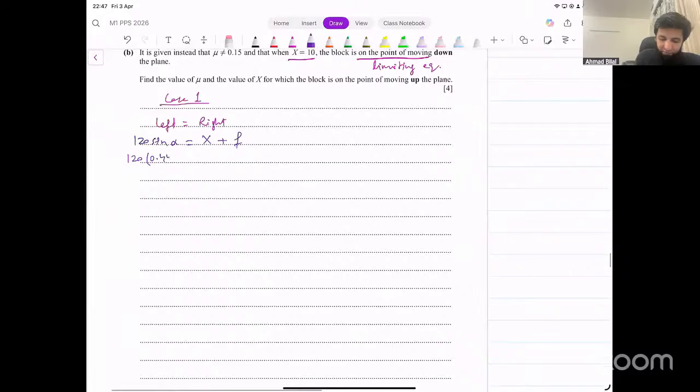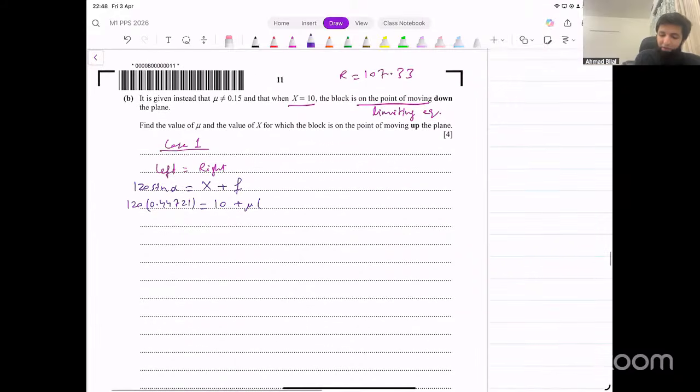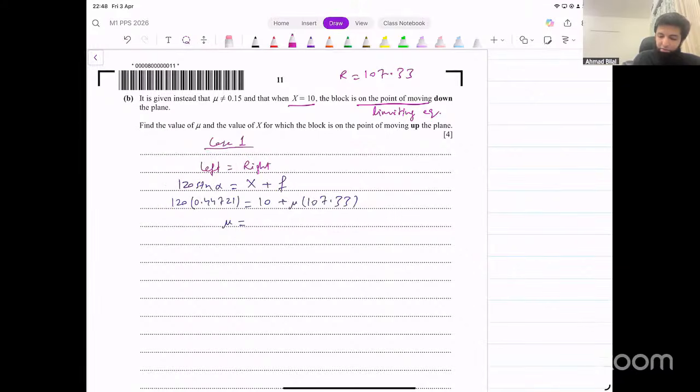0.44721. X in this part they're saying is equal to 10 plus friction. Friction is at its maximum value, which is mu times r. The value of r is 107.33. And that will give you a value for mu. You can see what that is. That's the first case when the object is on the point of moving down. That's the value of mu that we're getting. What's the value of mu that we're getting? Can somebody please tell me? This is case 1, about to move down.